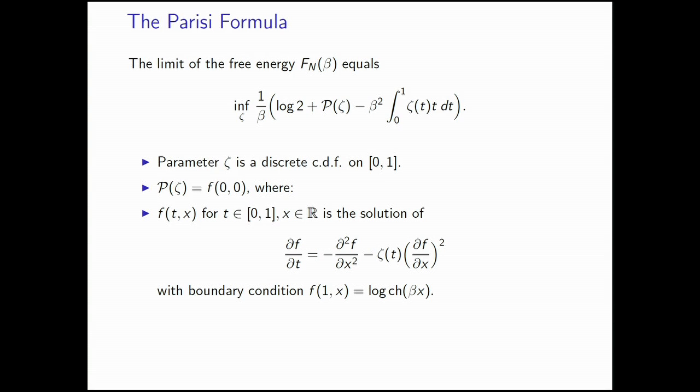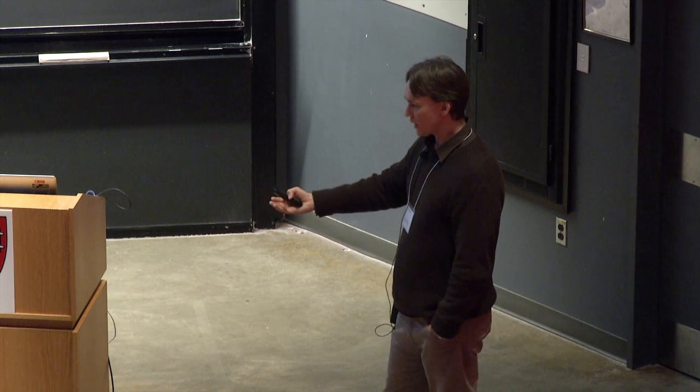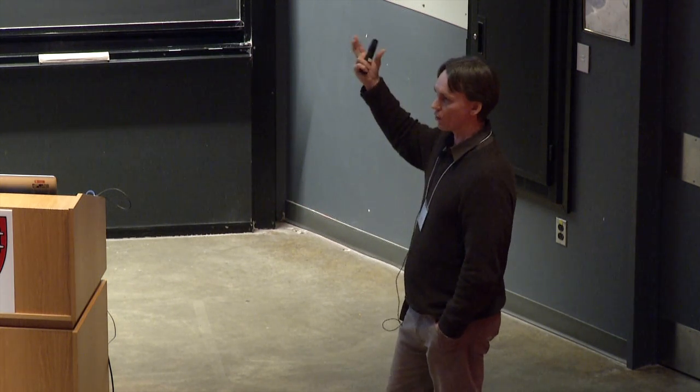Now, the truth is this is just a convenient way to write something explicit. Because on each interval where zeta is constant, if you make the change of variables e to the zeta f, this new function phi satisfies exactly the classical heat equation. So you can write the solution explicitly on each step. The only thing you need to do is make a different change of variable every time you go to a new step. And at the end, at 0, your solution will be an explicit recursive formula in terms of these zetas. In fact, in physics or in mathematics, you arrive at this explicit formula first. The differential equation is just a convenient way to write it after that.